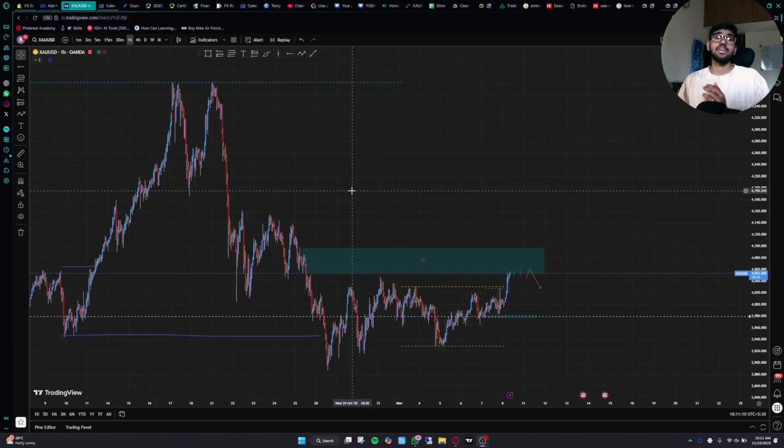This is where I'll be analyzing not just gold, I'll be analyzing a few other major pairs, and I'll be analyzing only the things that I will be personally trading.